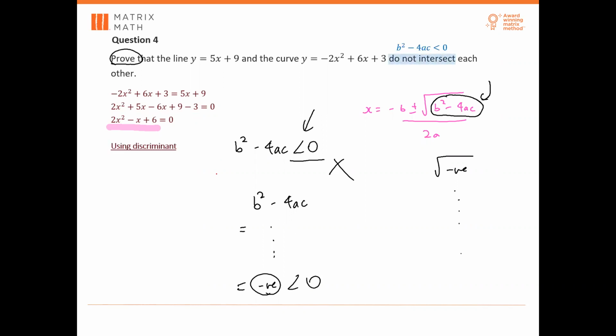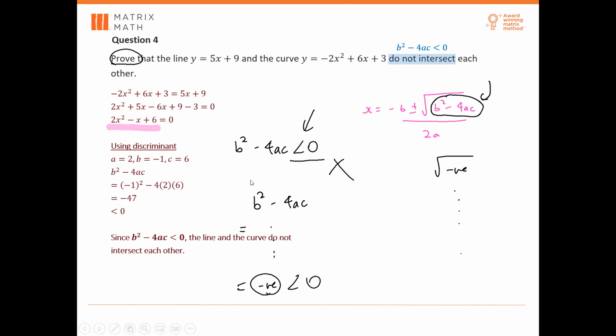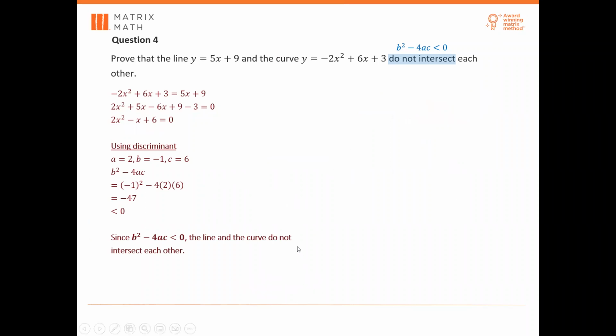This is how it goes. So using discriminant, you create all your coefficients. Then you write b squared minus 4ac equals to, key in all your coefficients here, you get minus 47, right? Minus 47 indicates that your discriminant is less than 0. So show examiner, now it's less than 0. Then you conclude with a statement. Since b squared minus 4ac is less than 0, the line and the curve do not intersect each other. Okay?